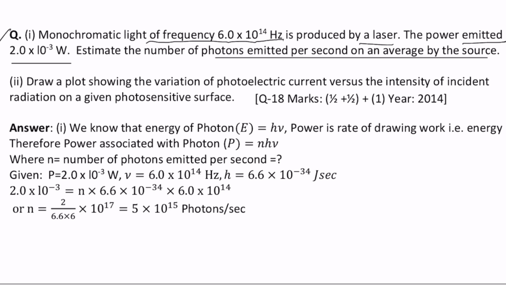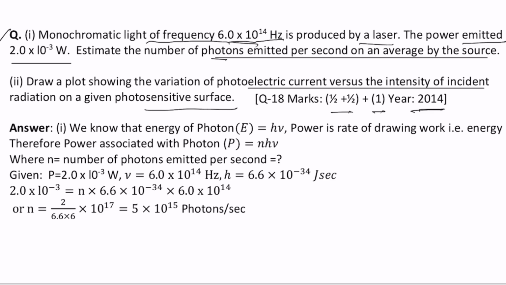Next question. Draw a plot showing the variation of photoelectric current versus intensity of incident radiation on a given photosensitive surface. The first question carries 1 mark and the second question carries 1 mark. This question was asked in the year 2014. So let's first check the estimated number of photons.